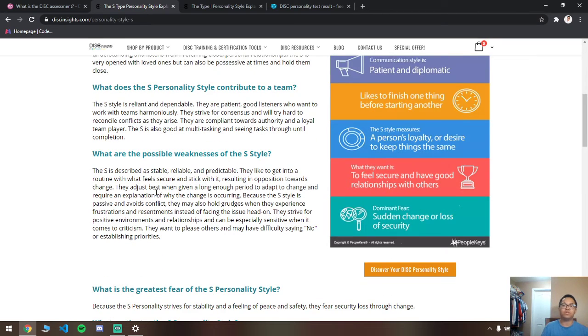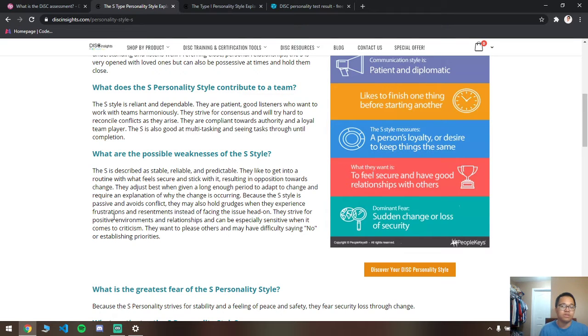What are the possible weaknesses for the S style? The S style is described as stable, reliable, and predictable. They like to get into a routine, with what feels secure, and stick with it, resulting in opposing change. They adjust best when given a long enough period to adapt to change and require an explanation of why the change is occurring. Because the S style is passive and avoids conflict, they can also hold grudges when they experience frustrations and resentments instead of facing the issues head on.